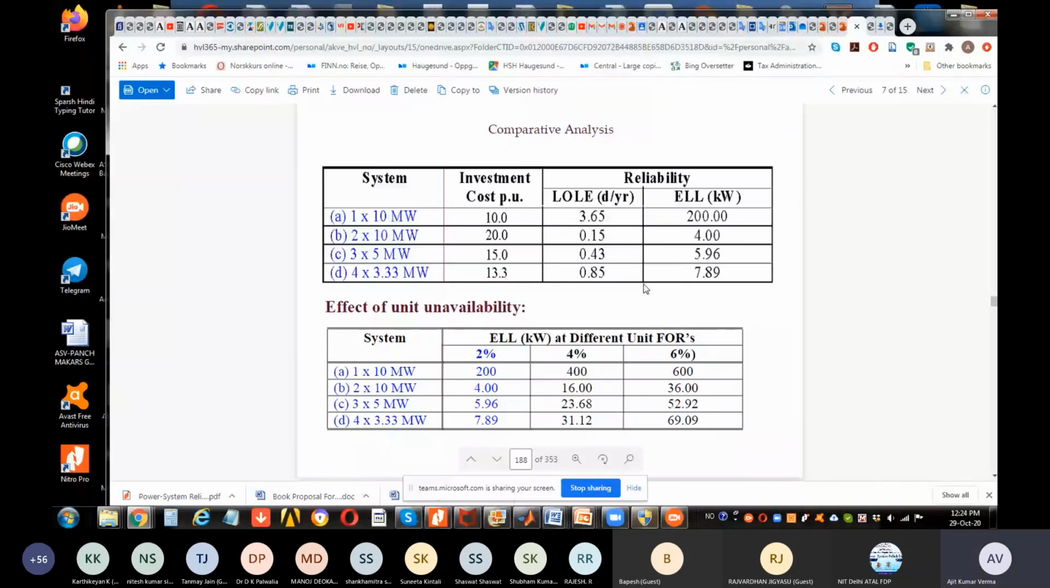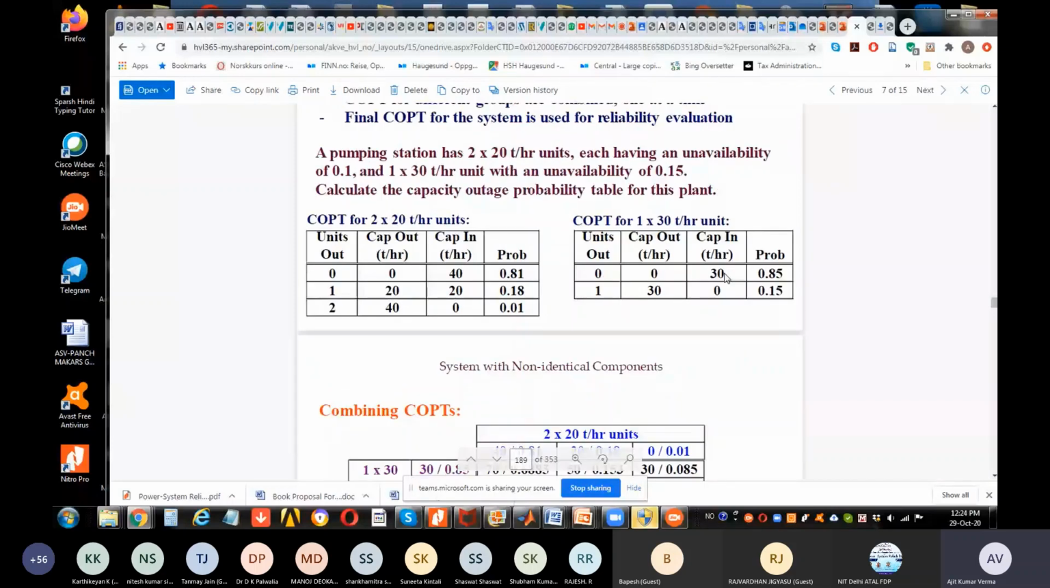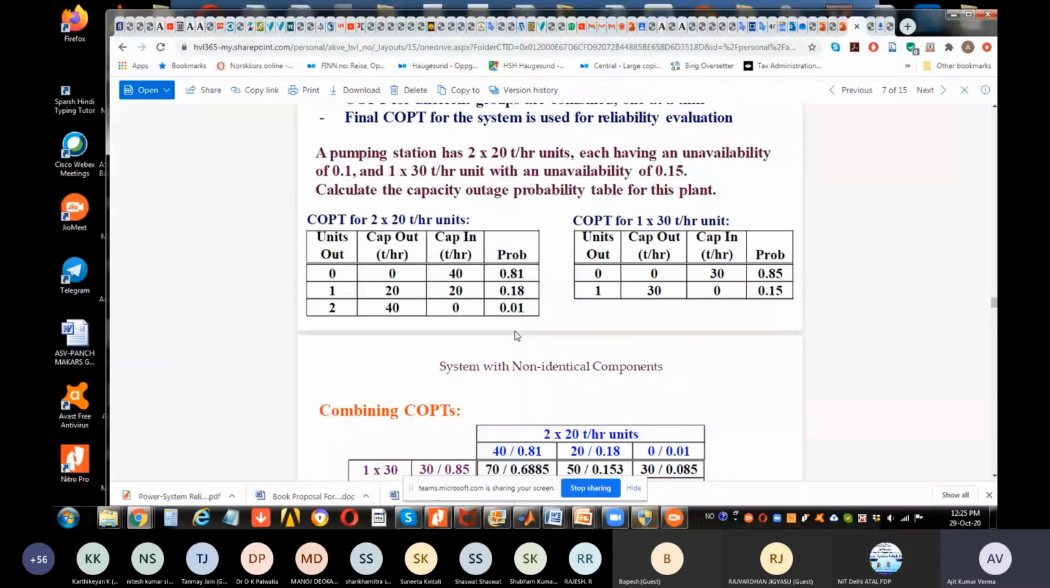Okay, let's take another example. These examples are just to make you quite familiar with these terms and know how to calculate them. So we are not going to go much into the theory involved, so that otherwise you lose track of how to do some calculations. A pumping station, this is not about power supply, but anyway, because this also helps you out. A pumping station has to include 20 tons per hour, each having an availability of 0.1. 1 into 30 ton per hour with an unavailability of 0.15, calculate the capacity outage probability table. So COPT is also what you can calculate. It's similar to the generation, the pumping.